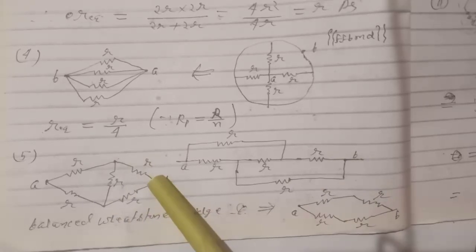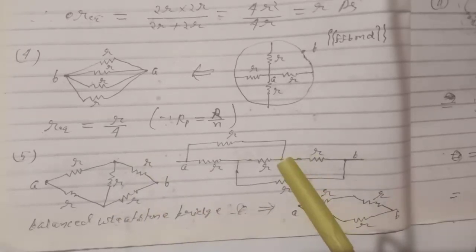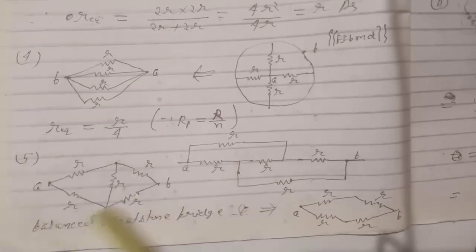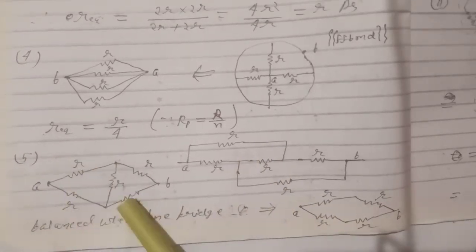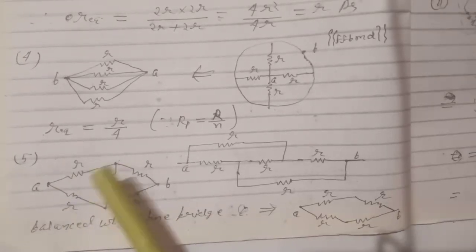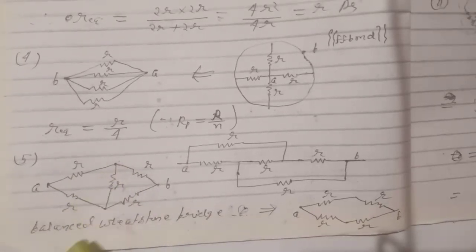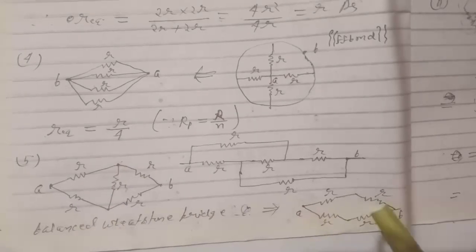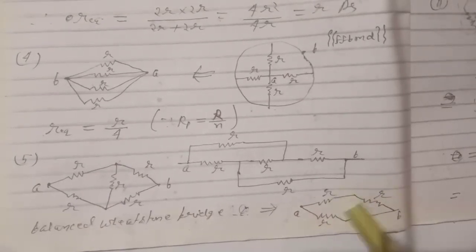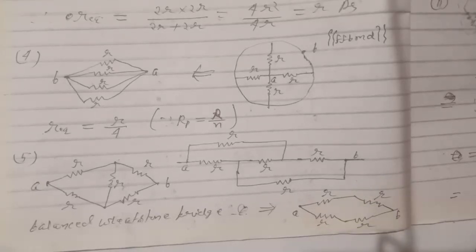These two are connected at one point, but this is connected at this point, and so this will be shown. The next figure will be like this, and this is a balanced Wheatstone bridge, so it will be removed. Now the final figure will be this, and now this is in series, and again this equivalent will be in parallel, so we can solve.